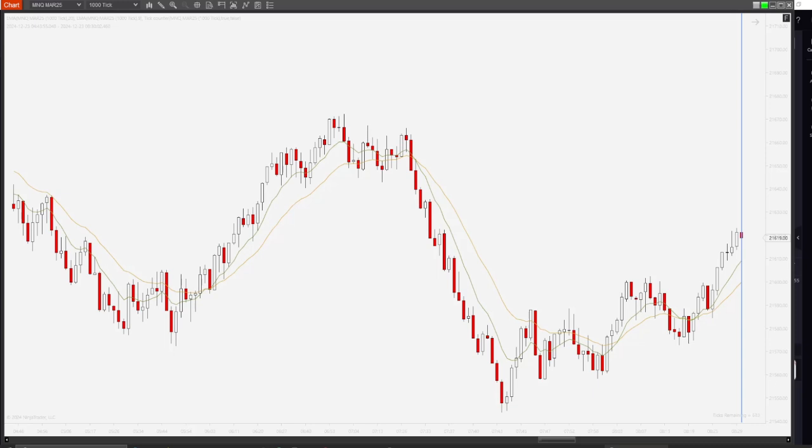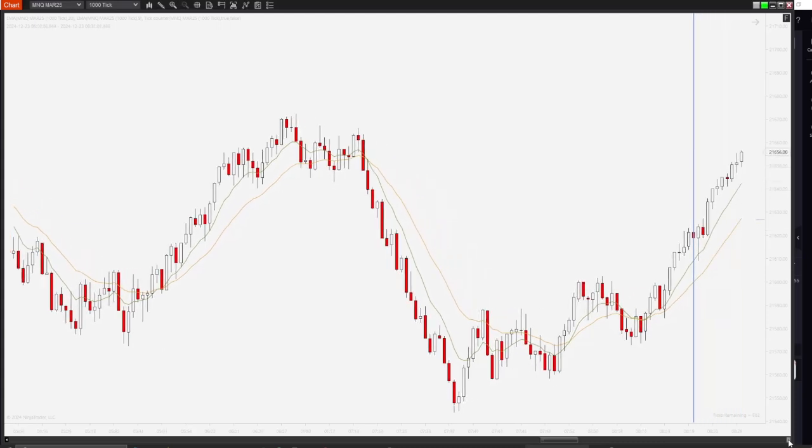I trade price action, and this is a micro NASDAQ 100 futures chart on a 1,000 tick time frame. I have two indicators on my chart. The yellow line is a 20-period exponential moving average, and the green line is a 9-period exponential moving average.